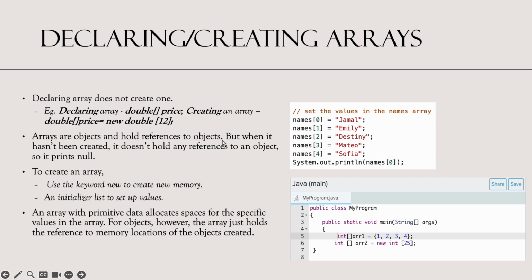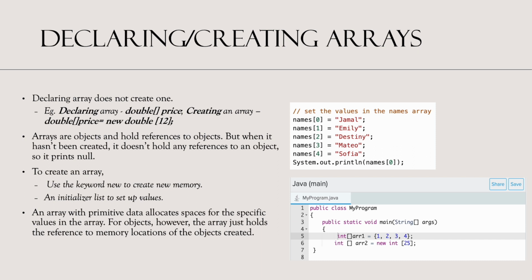So basically, when you create an object, it tends to hold a reference to its memory location. But when you don't create an object, it doesn't hold any reference, so it holds a value of null, right? So whenever you print an array that hasn't been created, it's going to print out null. Now to create an array, you use the keyword new, which creates new memory as I mentioned earlier, and then an initializer list is used to set up values if you already know your values in advance.